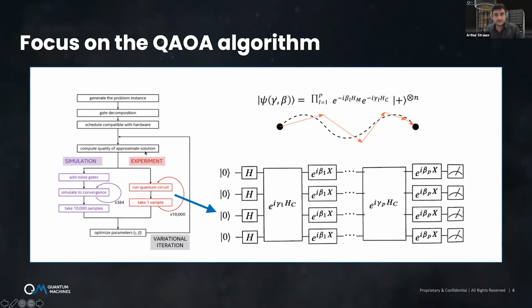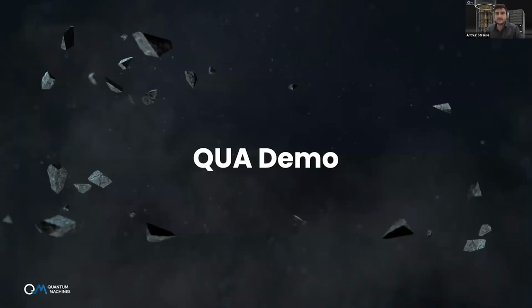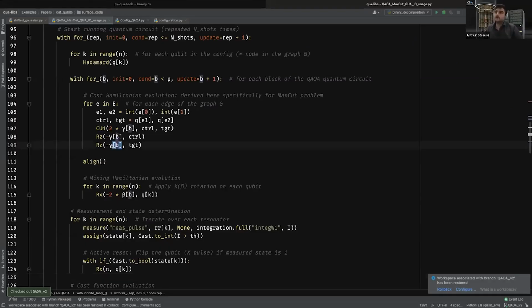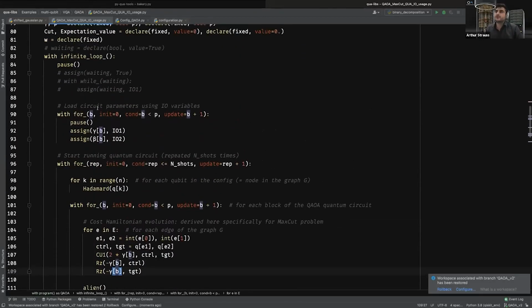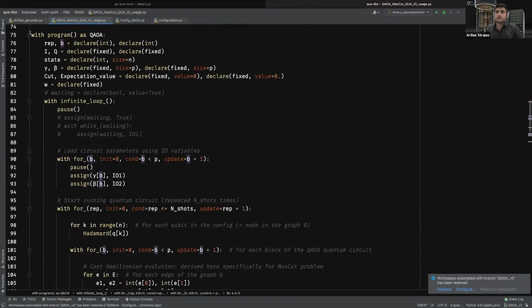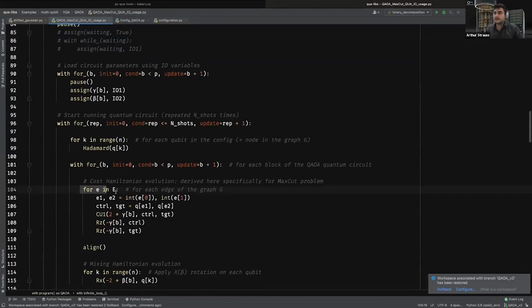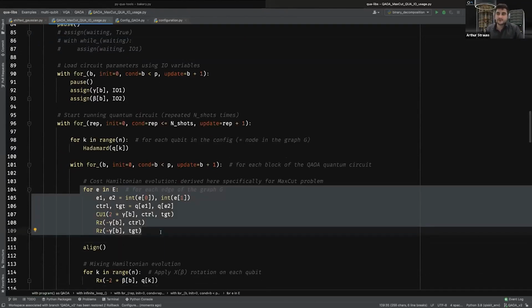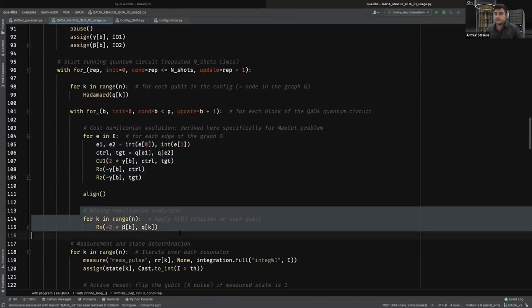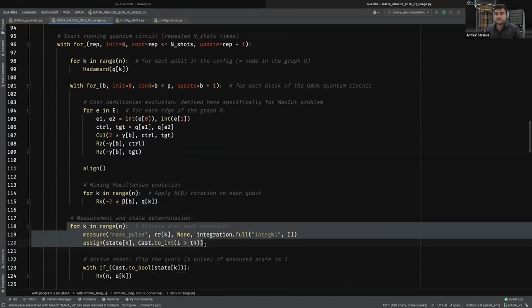I basically want to focus on this basic example, so I will quickly shift back to my code. First, let me demonstrate the QOP program in a nutshell. The QOP program is basically the quantum part. You have here the first part of the circuit, the cost Hamiltonian evolution, then the mixing Hamiltonian, and finally the measurement. So nothing fancy here.